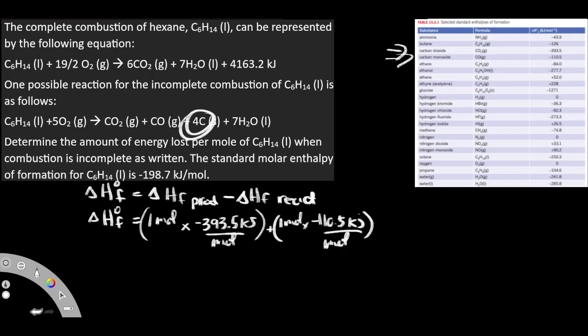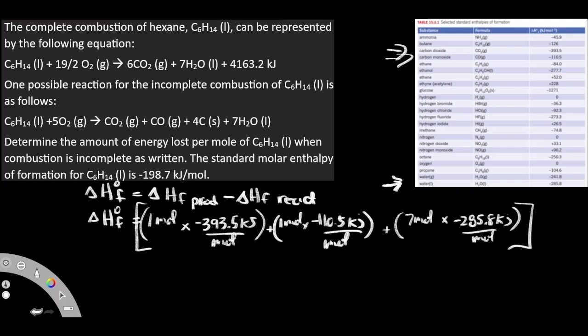And then what else do we have? We have our 4 C's, but remember, this is arbitrarily set as 0 like I mentioned earlier, so this is just going to be a 0 value. We don't really need to add it here. And then we have our 7 H2O, so I'm going to multiply by 7 moles of H2O. We're just going to look for H2O. This is a liquid, so where is H2O liquid on this chart? It's right over there, negative 285.8 kilojoules per mole. And all of this here is just for the products.